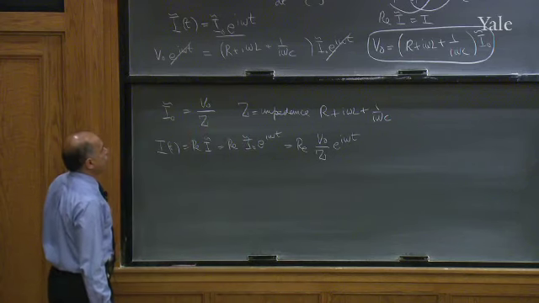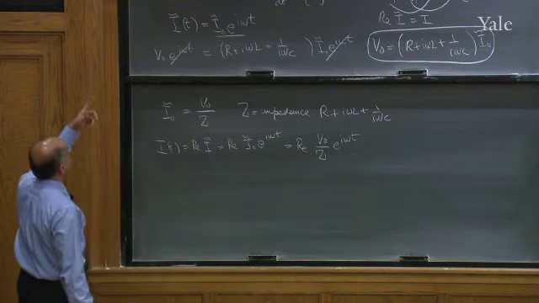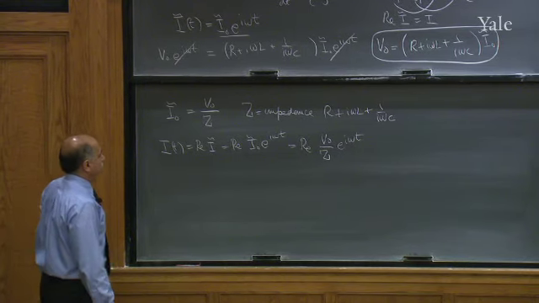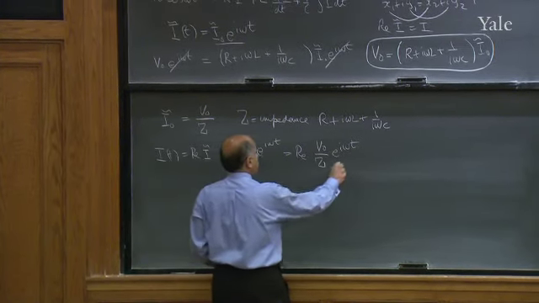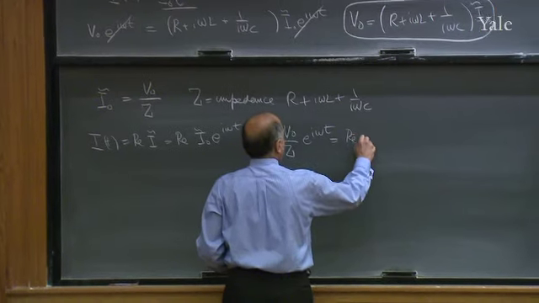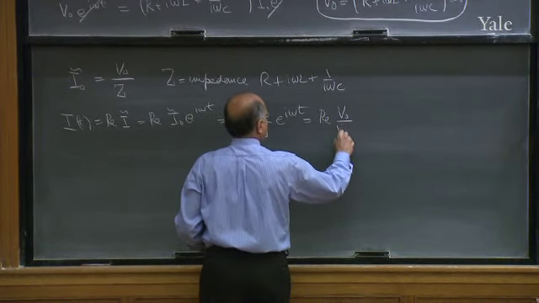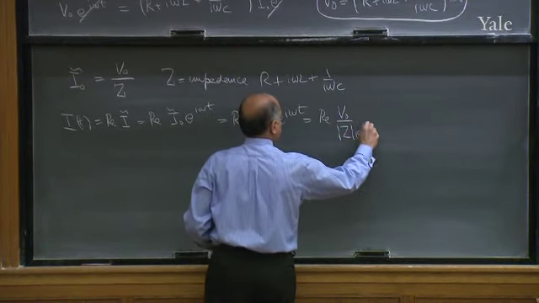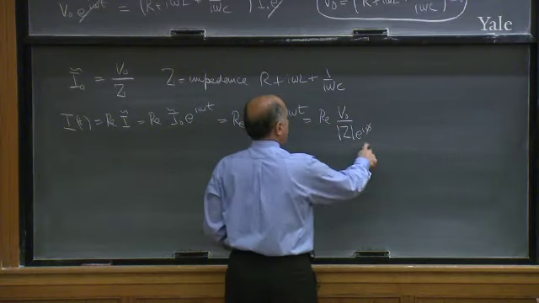We always pick V0 to be a real number. The amplitude on the voltage, we can take it to be a real number. Then we write it as real part of V0 divided by Z e to the I phi. So I should tell you what this is.